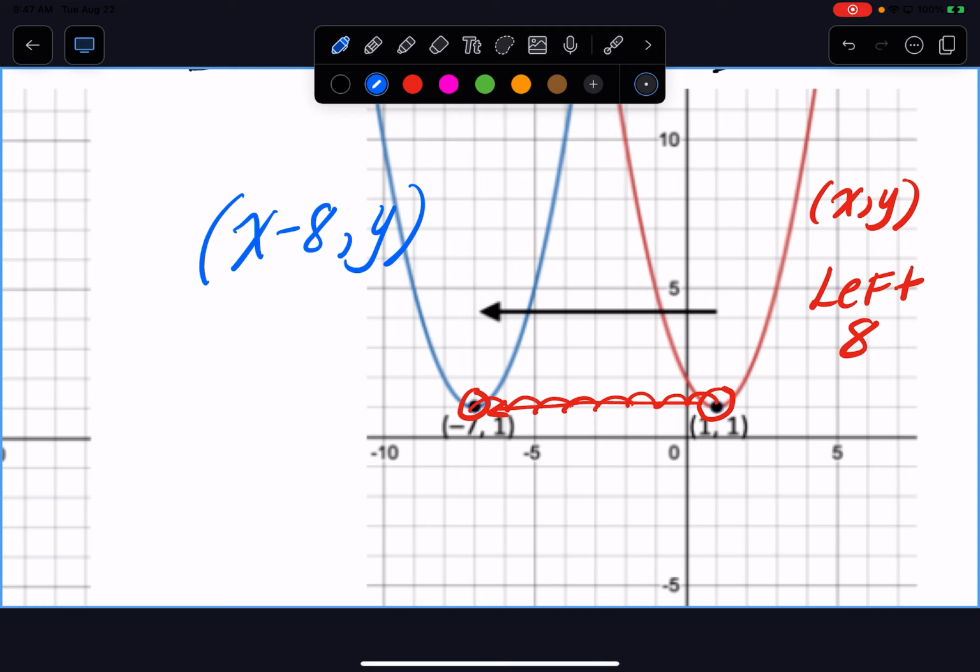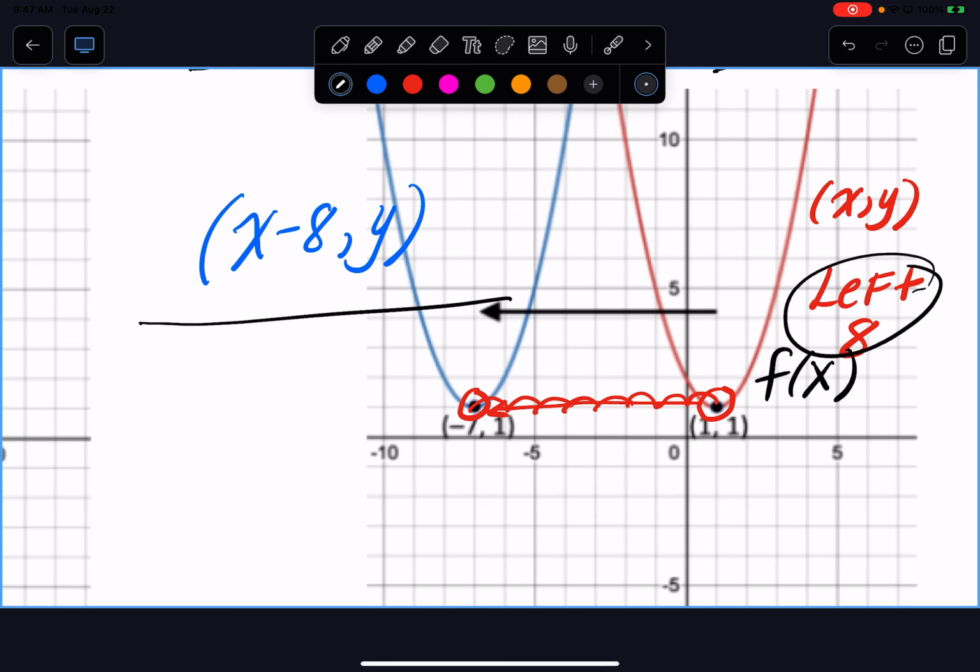Everybody see? Now, once again, I'm going to change and say, give me the f of x answer. So this is f of x. Since we went left 8, you'd say, I've memorized that shifts left and right are inside the parentheses and we go opposite. So inside our parentheses, since we're going left 8, we would say x plus 8, because we go opposite with shifts left and right.